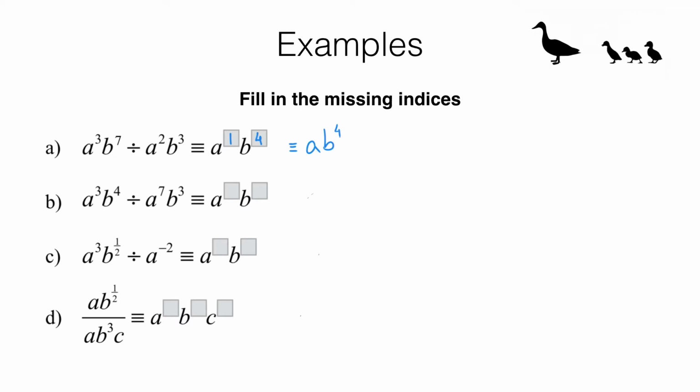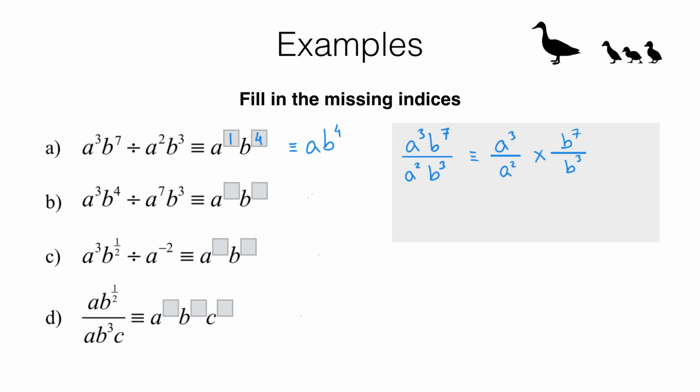Well, I could write this division as a cubed b to the power of 7 over a squared b cubed. Now, what I can do is split this into a product of two fractions. I'm saying that this fraction is equivalent to a cubed over a squared multiplied by b to the power of 7 over b cubed. Hopefully this makes sense.